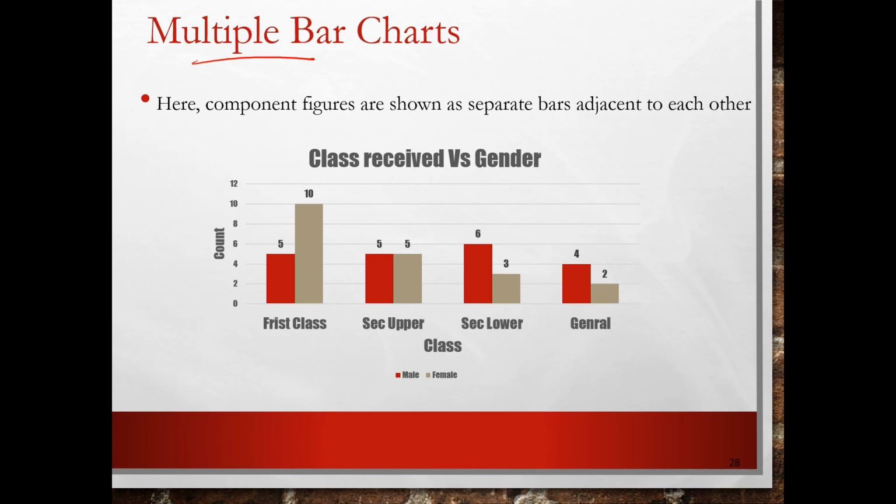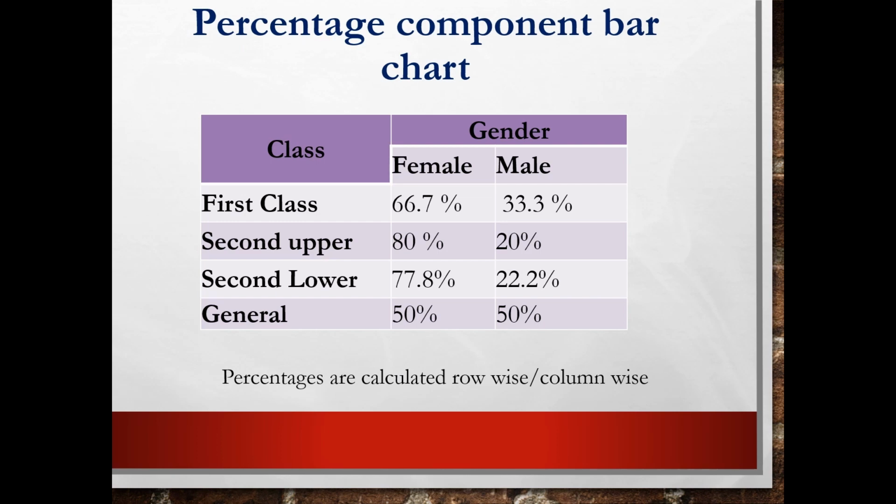For example, here for first class, you have a separate bar for males and for females, so that you can compare and see how the counts are changing. But when it comes to comparison purposes, comparing with counts is not good if the total counts are different across the class levels, which is obviously the case in this example as well. We have about 20 plus first classes, second uppers some more, likewise different counts. So comparing the male female behavior with counts is not good when the total counts are different.